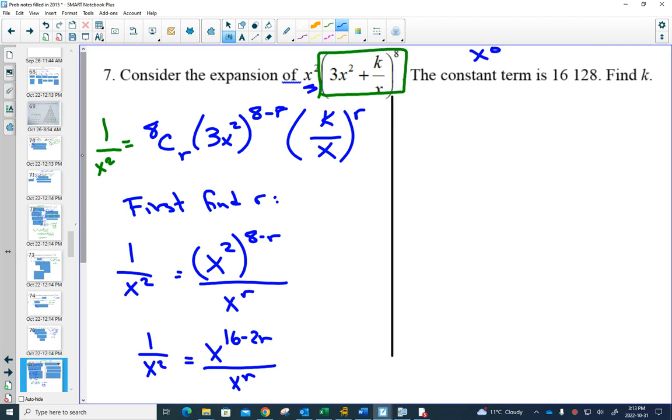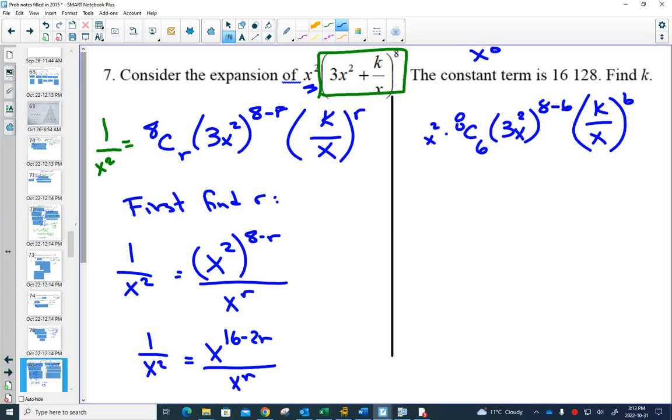Now, all we need to do is plug in r is 6, so we have 8 choose 6, 3x squared to the 8 minus 6 over k over x to the 6 times an x squared. We can put that x squared in front. It has to equal 16128. Does that make sense?